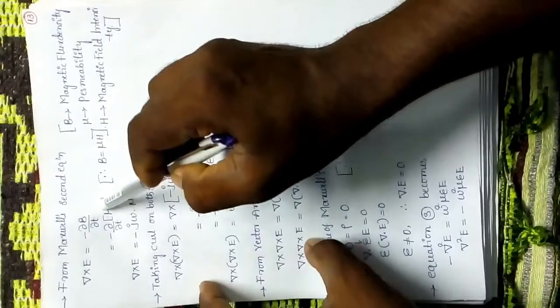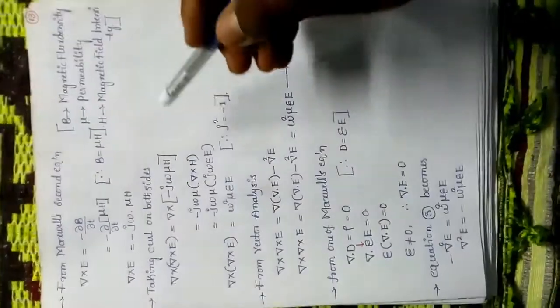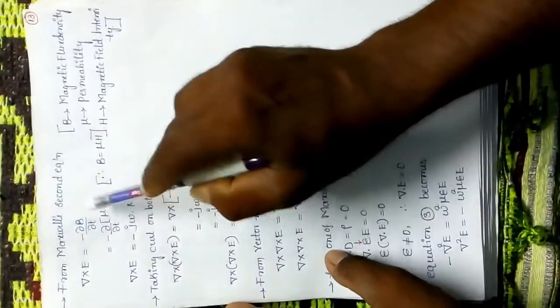Before going further, what is the value of dou by dou T? We already wrote dou by dou T is equal to j omega. So instead of dou by dou T, I am writing j omega, times mu H also.